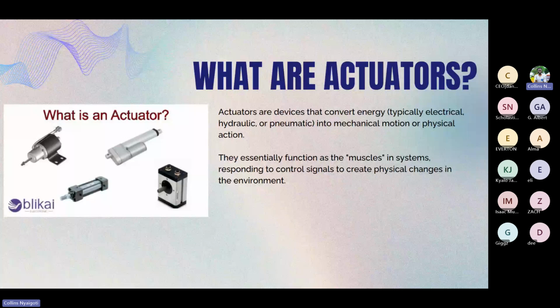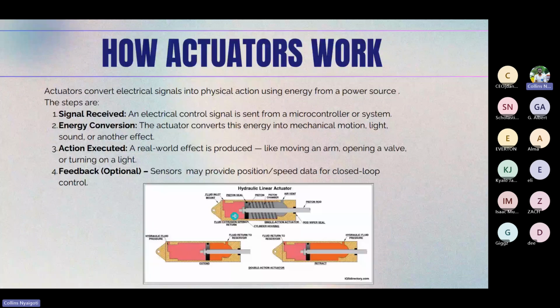Systems need to do something, so these are the ones that provide the action, responding to a control signal to create physical changes in the environment. You can see two pictures of actuators here. So how do they work? First, they receive the electrical signal from the microcontroller or PLC or whatever computer system you're using. Then they convert this electrical signal, depending on the type of actuator.